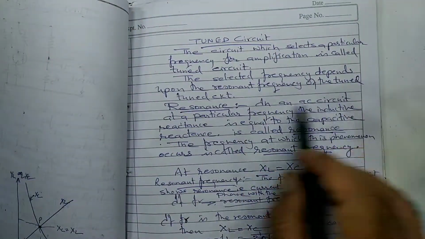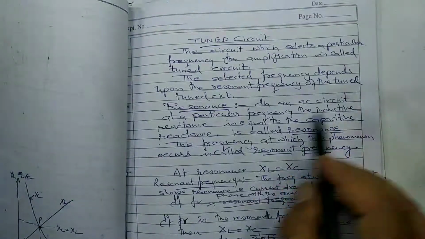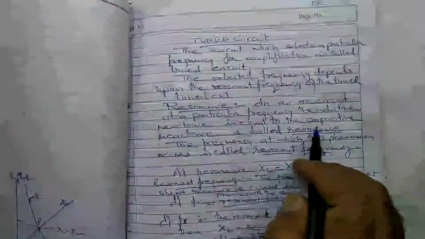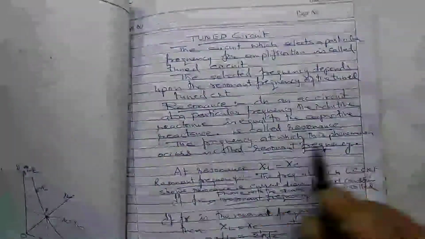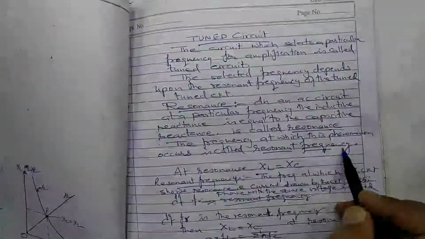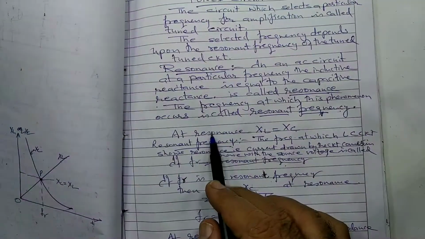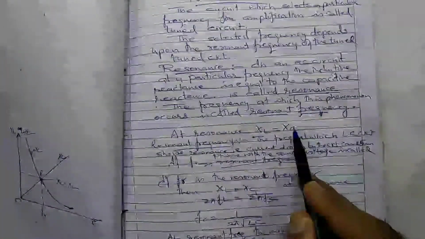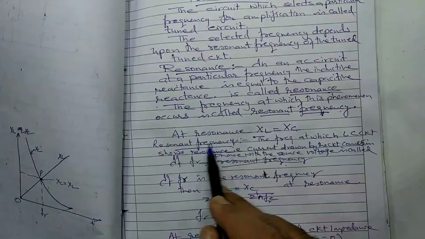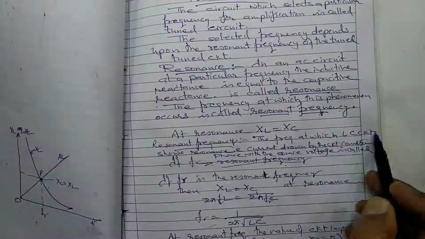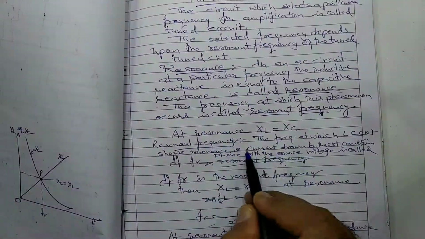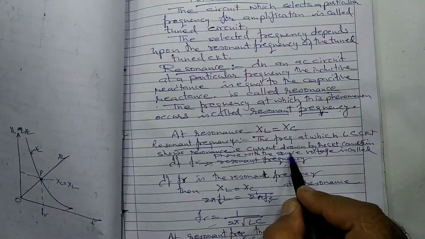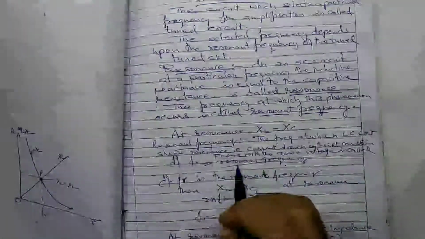Resonance. It is in an AC circuit. If in an AC circuit at a particular frequency the inductive reactance is equal to the capacitive reactance, then it is called resonance. The frequency at which this phenomenon occurs is called the resonant frequency. At resonance, XL is equal to XC, that is, inductive reactance is equal to capacitive reactance. The resonant frequency is the frequency at which the LC circuit shows resonance, that is, the current drawn by the circuit comes in phase with the source voltage.